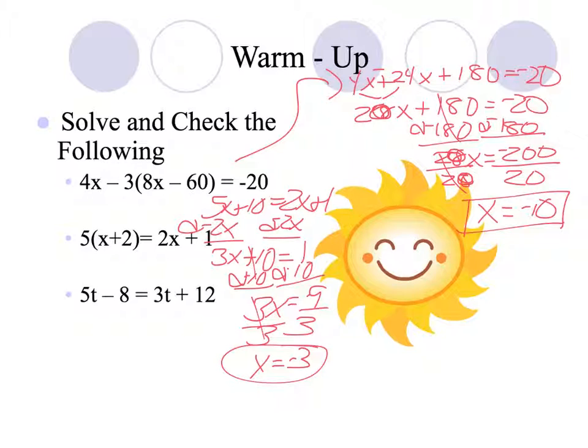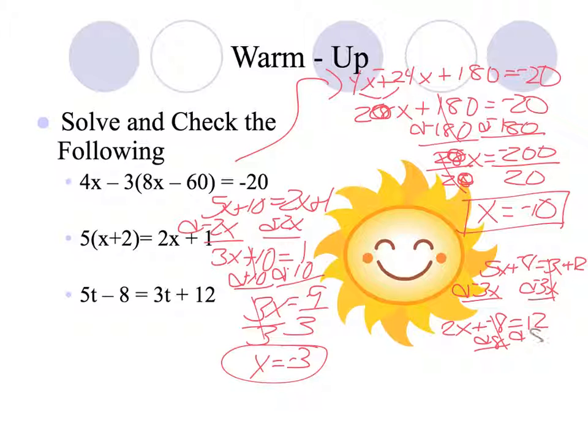Third one, 5x plus negative 8 equals 3x plus 12. Move the 3x to the other side first by adding negative 3x to each side. So that's going to give me 2x plus negative 8 equaling 12. Add 8 to each side. 2x equals 20, divide by 2. And again, I get x equaling 10.